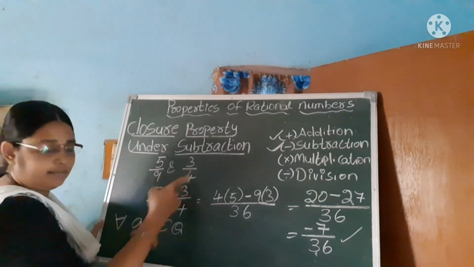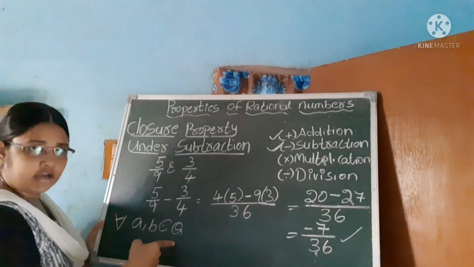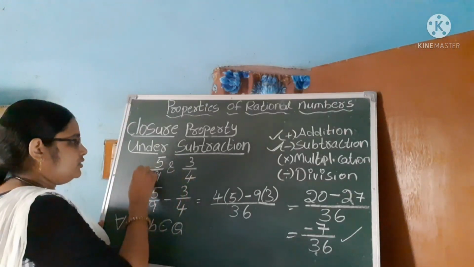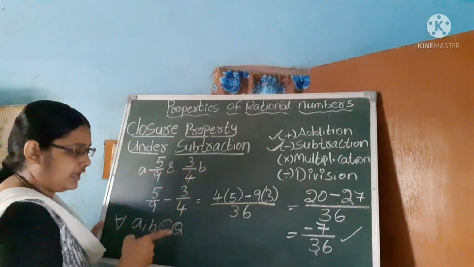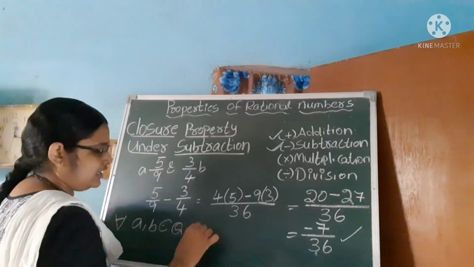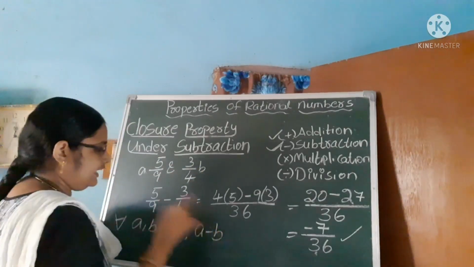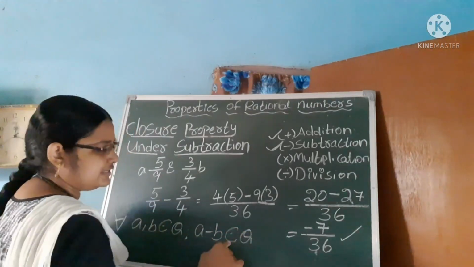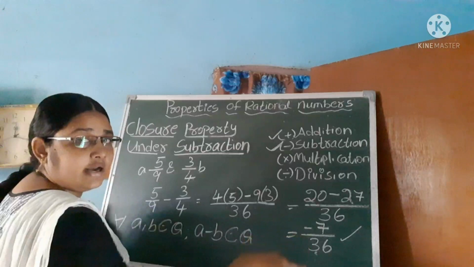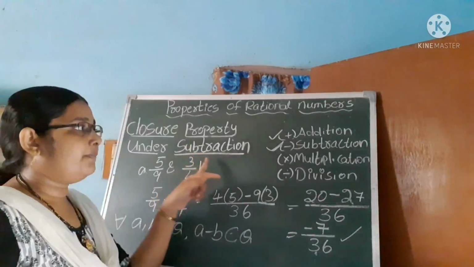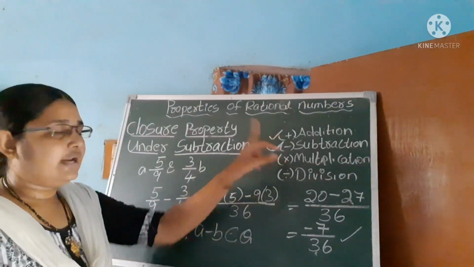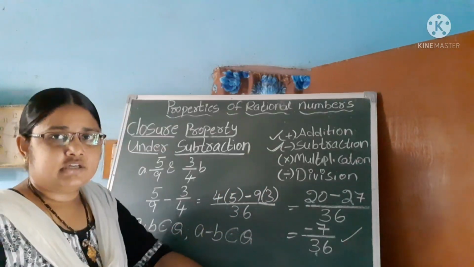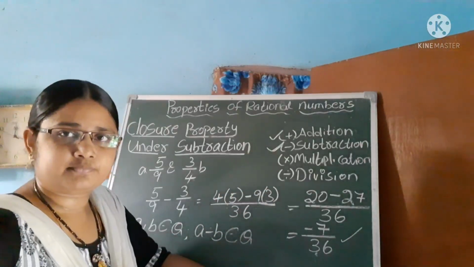Here A and B belong to Q. That means A and B are rational numbers, such that A minus B belongs to Q. So the result of A minus B is also a rational number. So closure property is satisfied under addition and under subtraction. Shall I move to the next one?